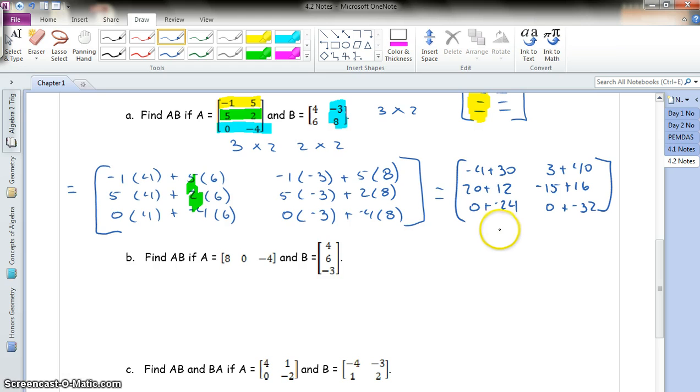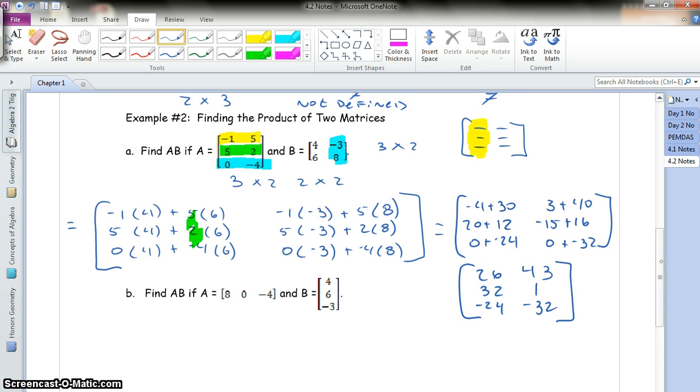Then continue to simplify even further. And I get 26, 32, negative 24, 43, 1, negative 32. Double check. Is my resulting matrix a 3 by 2? It sure is. And that's it.